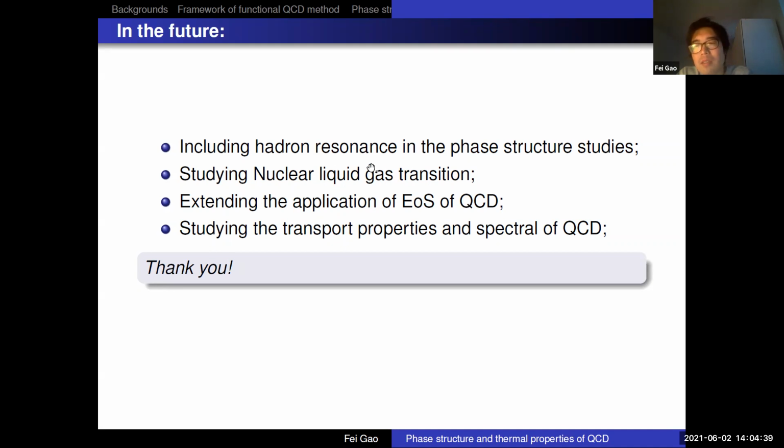because it needs the combination of the quark propagator at finite temperature and chemical potential, and it also needs the information of the hadrons. So functional QCD methods actually offer this scenario for this combined study. And also we would like to extend the application of the equation of state of QCD, combined with the hadron dynamics simulation research, and also the universal evolution. Besides, the transport properties and also the spectrum of the QCD fields in vacuum and at finite temperature are also very interesting to study, and can be done with this functional QCD method.